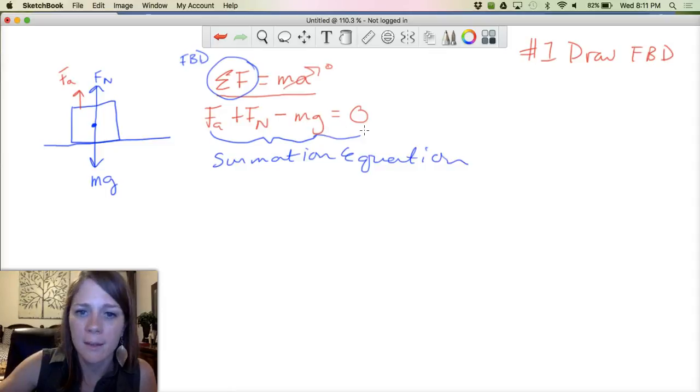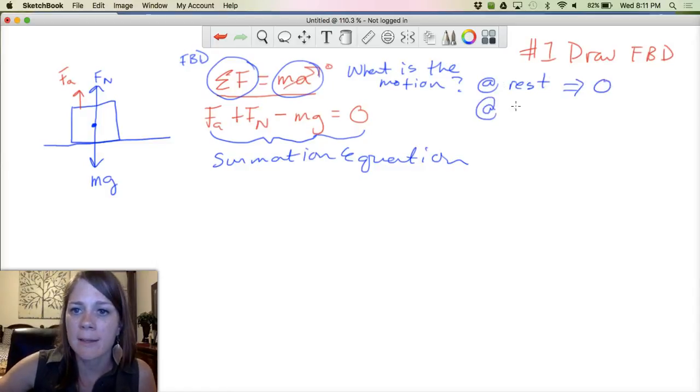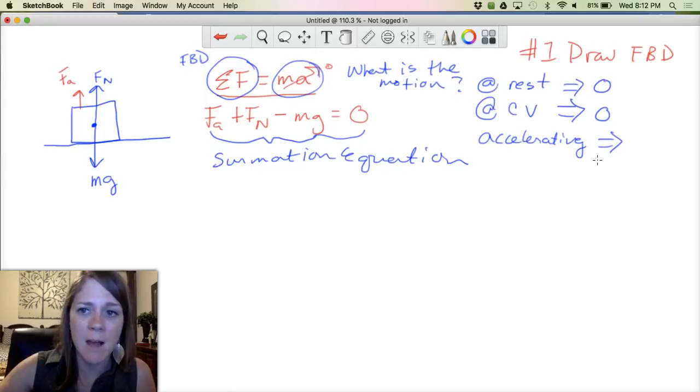Actually, the whole thing is your summation equation. And on the right side here, this is where I ask myself, what is the motion? Is it at rest? If so, then that right side is going to equal 0. Is it at constant velocity? If so, then that right side is going to equal 0. If the object is accelerating or changing its velocity, speeding up or slowing down, then that side will equal ma.